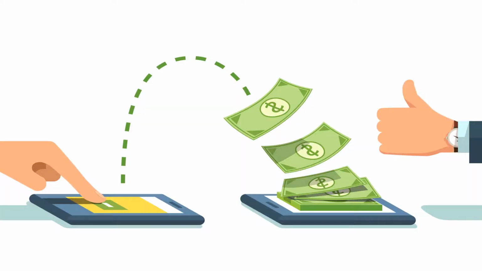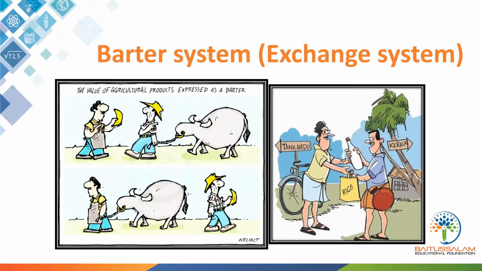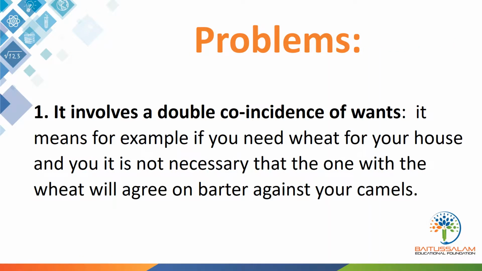Before the introduction of modern forms of money, there existed a system known as the barter system. This was a common exchange of goods and services, but had a number of problems. It involves a double coincidence of wants. It means, for example, if you need wheat for your house, it is not necessary that the one with the wheat will agree to barter against your camels.